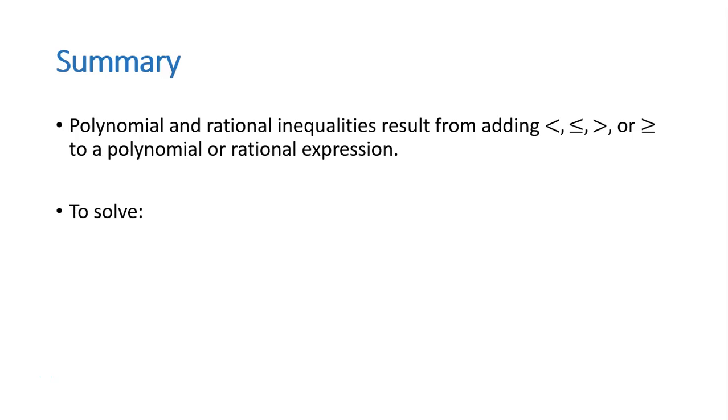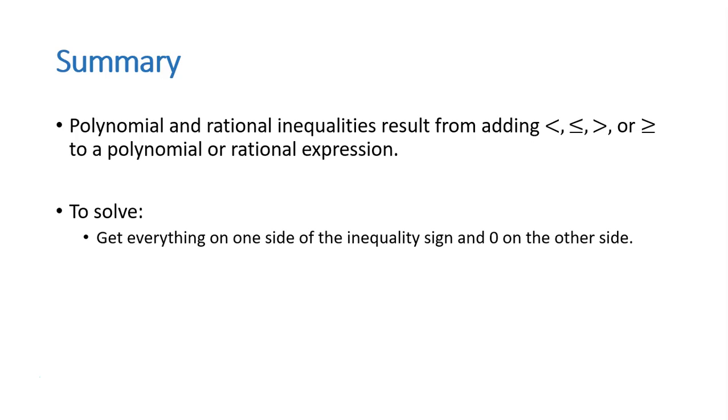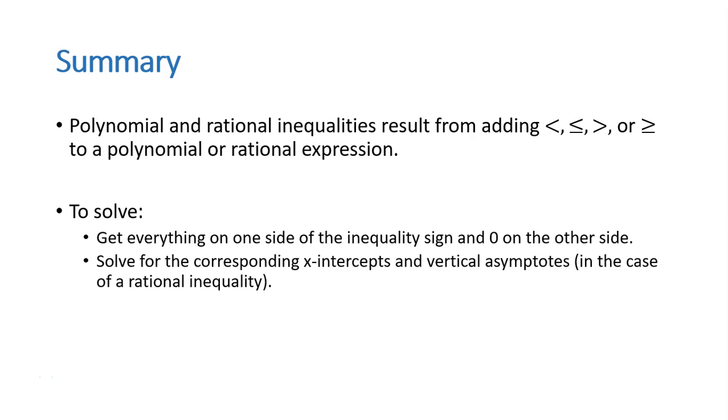So to solve any type of inequality of this form, our first step is to get everything on one side of the inequality sign fully simplified and get a 0 on the other side. Our second step is to solve for the corresponding x-intercepts, and in the case of rational inequalities, solve for vertical asymptotes. So depending on our situation, our endpoints of these forms may or may not be included. Equality allows us to include x-intercepts, but not vertical asymptotes. And then complete inequality doesn't allow us to include either endpoint as part of our solution.